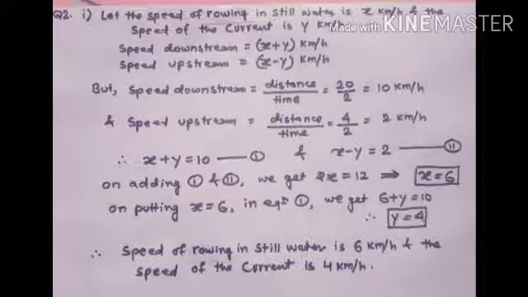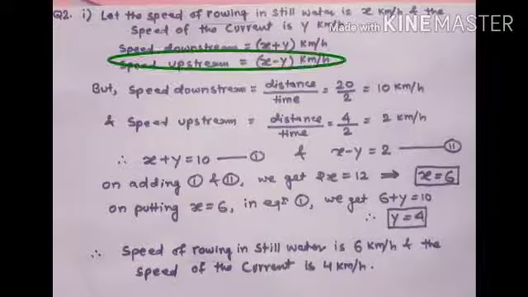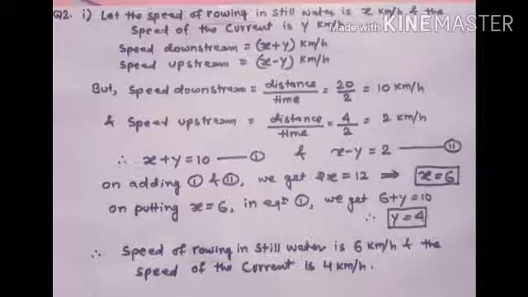You can see on the screen. Similarly, on the other hand, the speed upstream will be x minus y. Why is it so? Because the speed of current will oppose the speed of rowing. So the speed downstream is x plus y and the speed upstream will be x minus y.